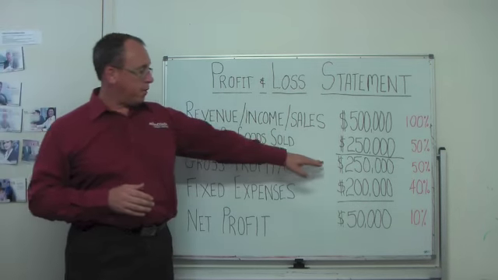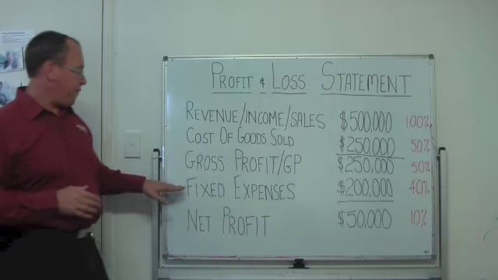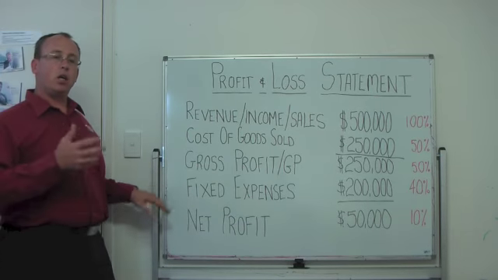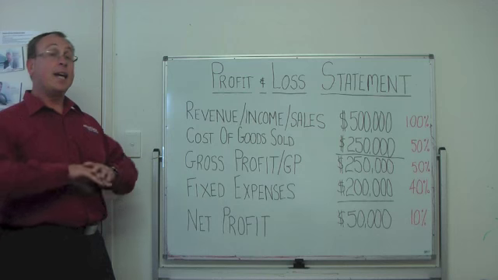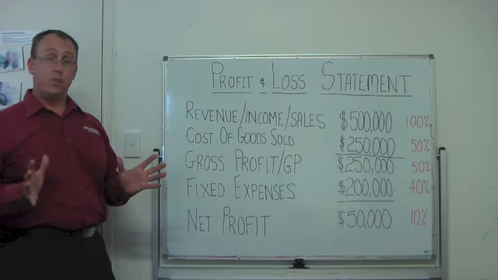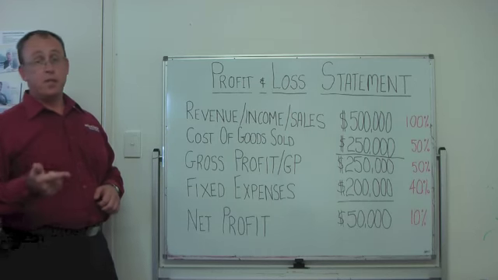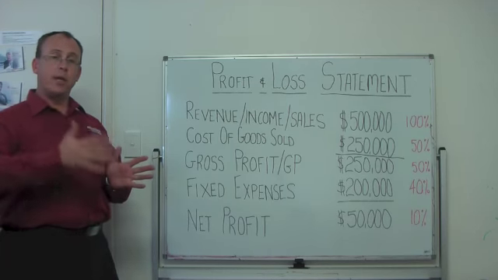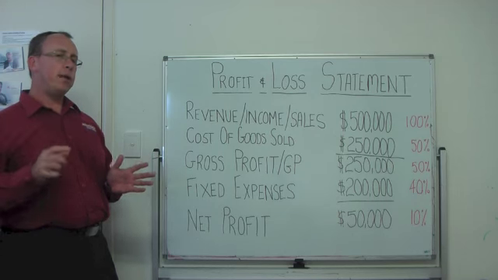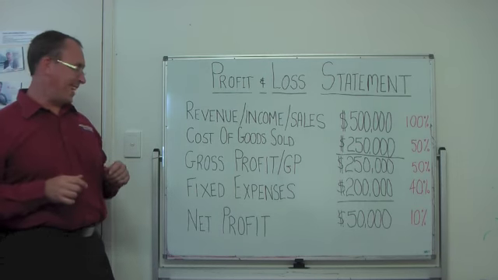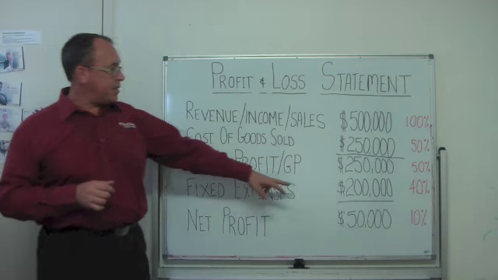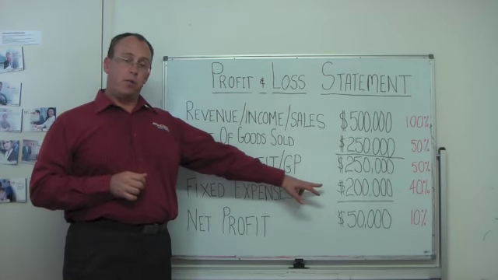We know what our gross profit is. Now, for our fixed expenses for this business, it costs us $200,000 just to open the doors. This is before we've even sold anything. So this includes, as I said, rent, wages, phone, electricity, all those things that we know are going to happen that don't directly impact what we're selling.